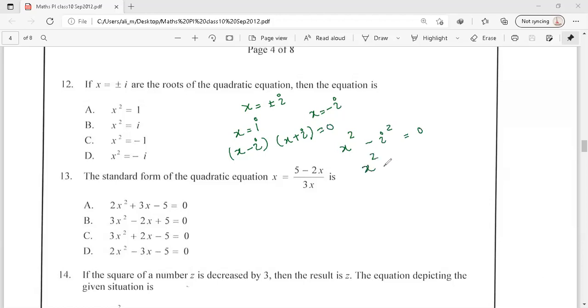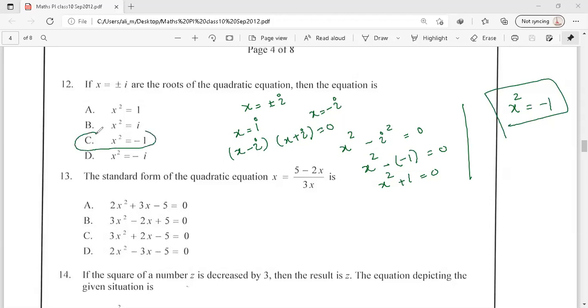So x square and iota square is equal to minus 1. So minus minus will be plus 1, x square plus 1 equals 0. And the equation would be x square is equal to minus 1. So the correct answer is option C.